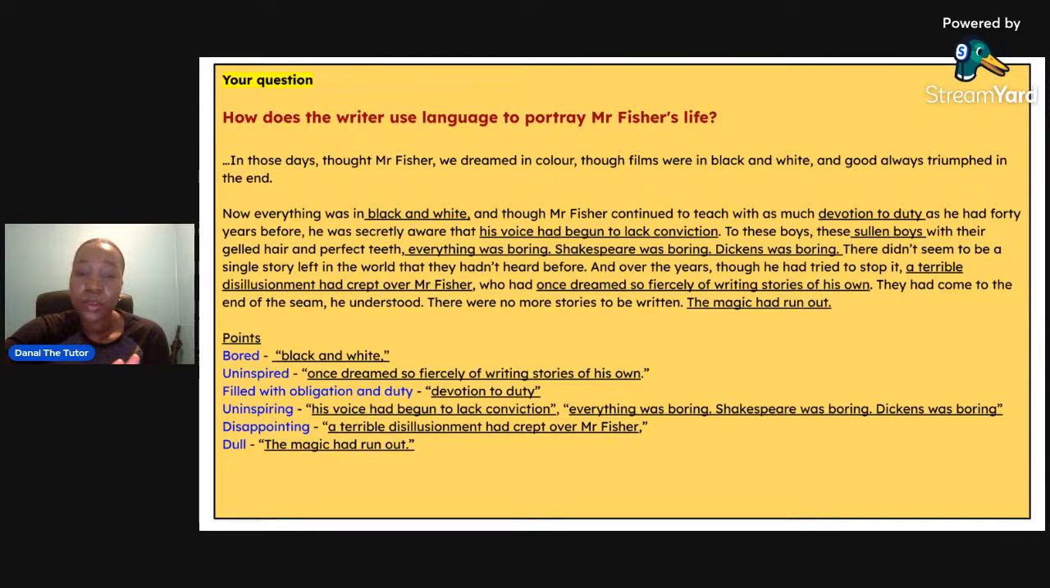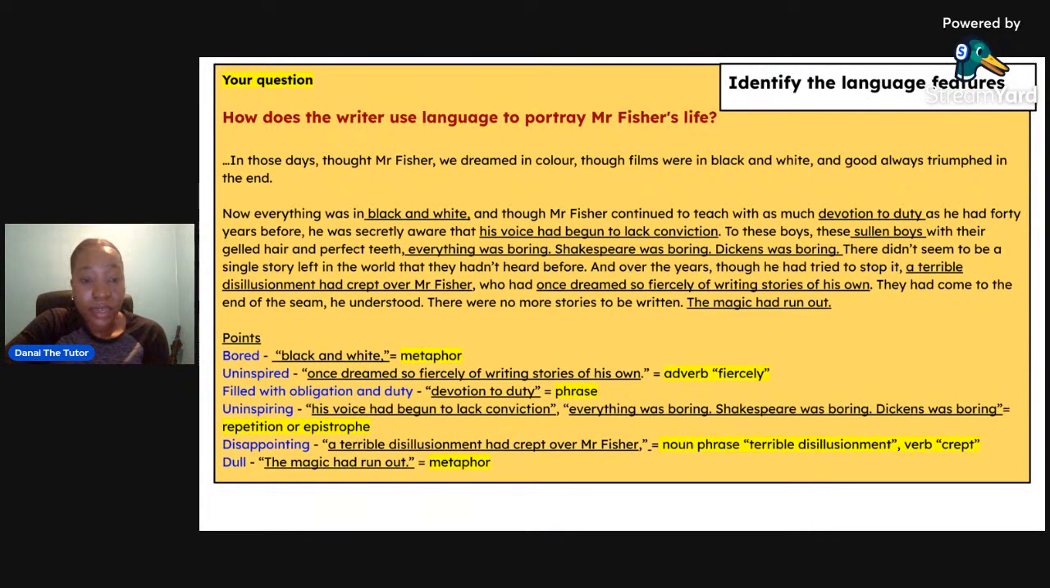Okay. So now on the screen, I've just put the quotes that I feel link with those points. Black and white, once dreamed so fiercely of writing stories of his own, devotion to duty. His voice began to lack conviction. Everything was boring. A terrible disillusionment had crept over Mr. Fisher, and the magic had run out.